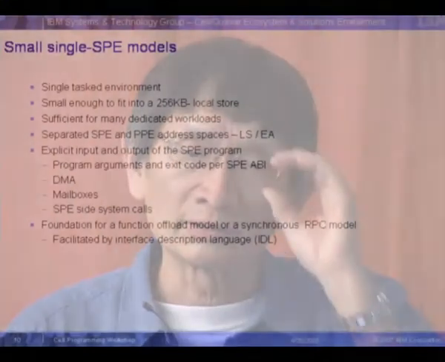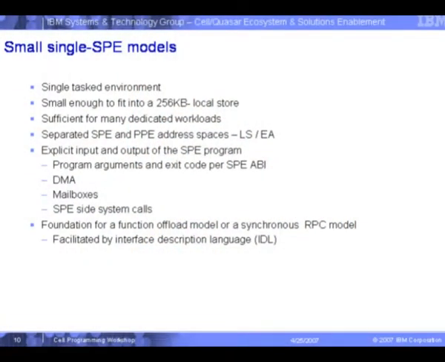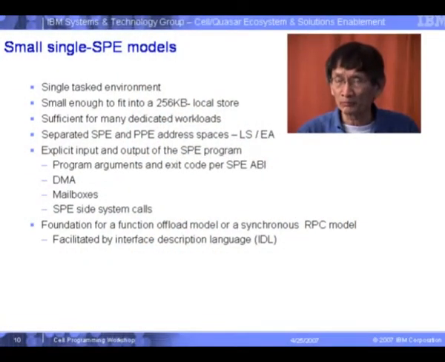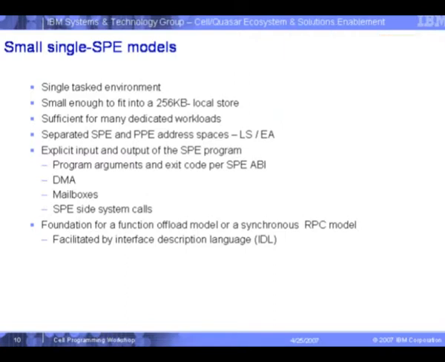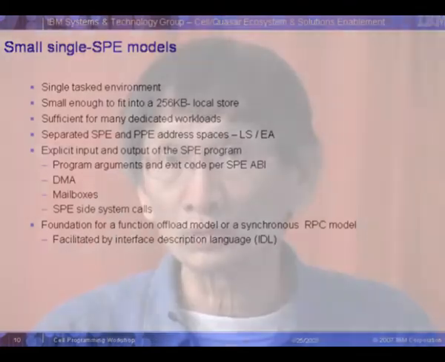That's all. For single SPE programs, we have a small programming model and a large programming model. The small single SPE model, we refer to as a single task environment. It's small enough to fit into the 256 KB of local store. Sufficient for many dedicated workloads.